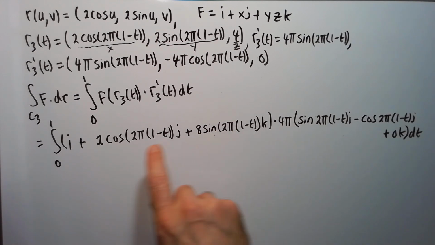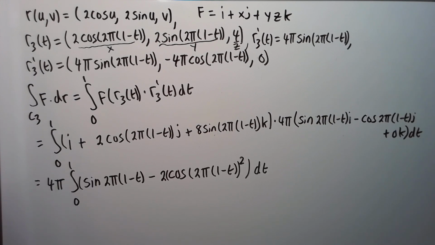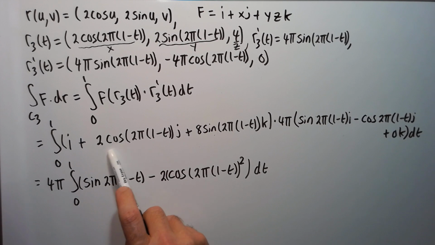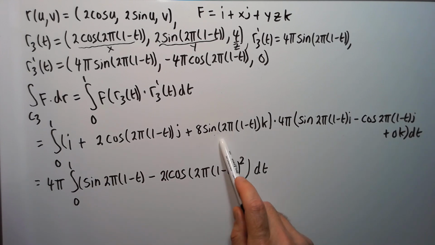Alright, so let's dot these now. I'm going to pull the 4 pi out when I dot also. So dotting, we get this. I pull the 4 pi out, then I'll have the sine times 1. I'll have the minus cosine guy times the 2 cosine here, so I'll have minus 2 cosine squared, and then 0 times this.